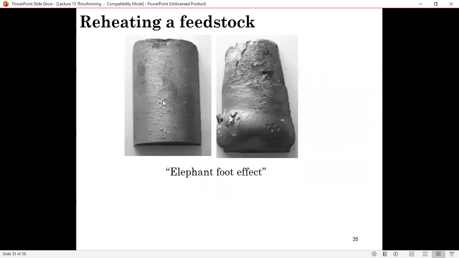So this is if you heat up the billet. This is the billet in the vertical like this. Due to the weight and due to the softness of the billet itself, you can have this elephant foot effect. But if you put it in the horizontal direction, then you can actually reduce the deformations of the billet.